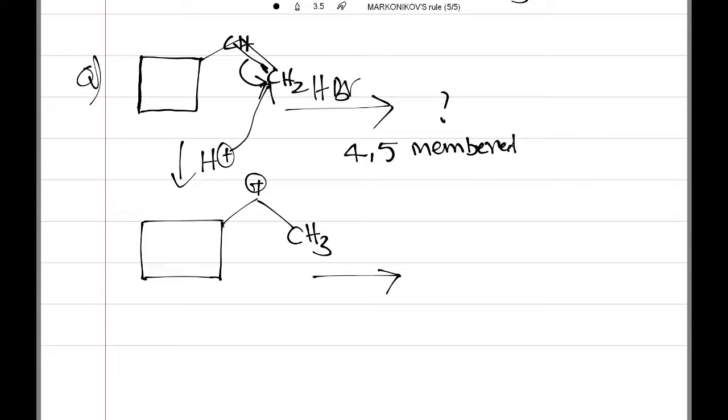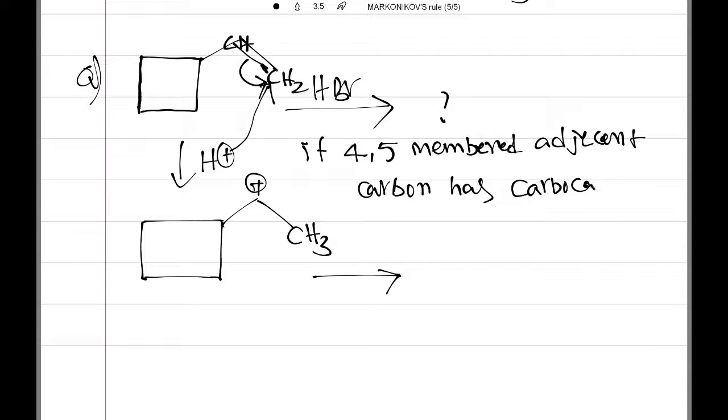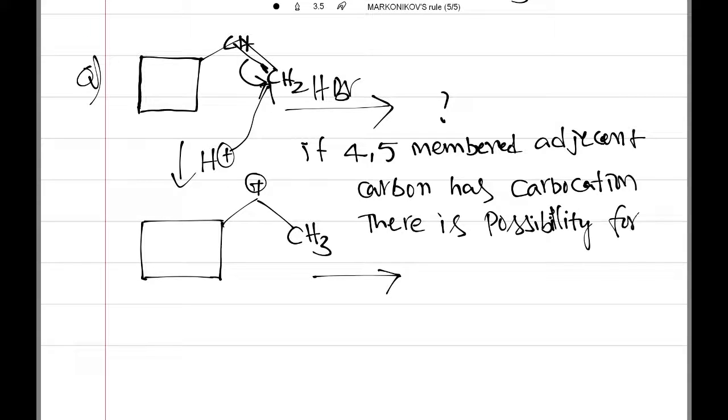If the carbon adjacent to a 4- or 5-membered ring has a carbocation, there is a possibility for ring expansion.